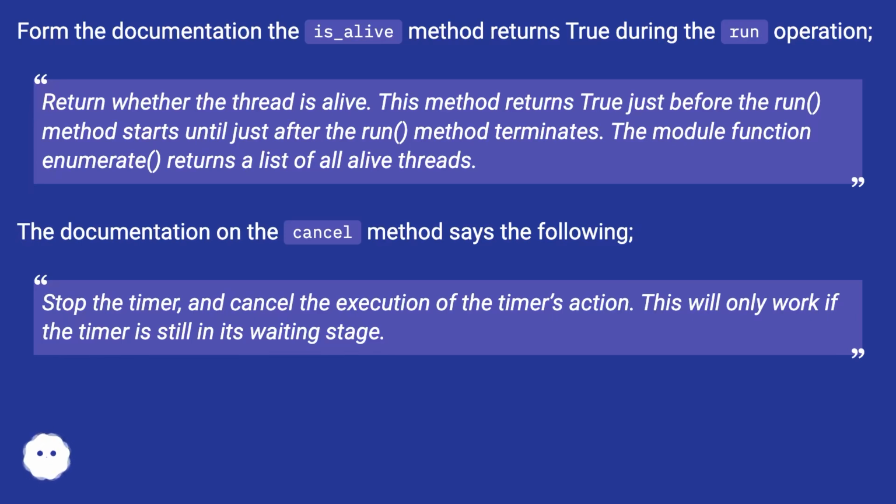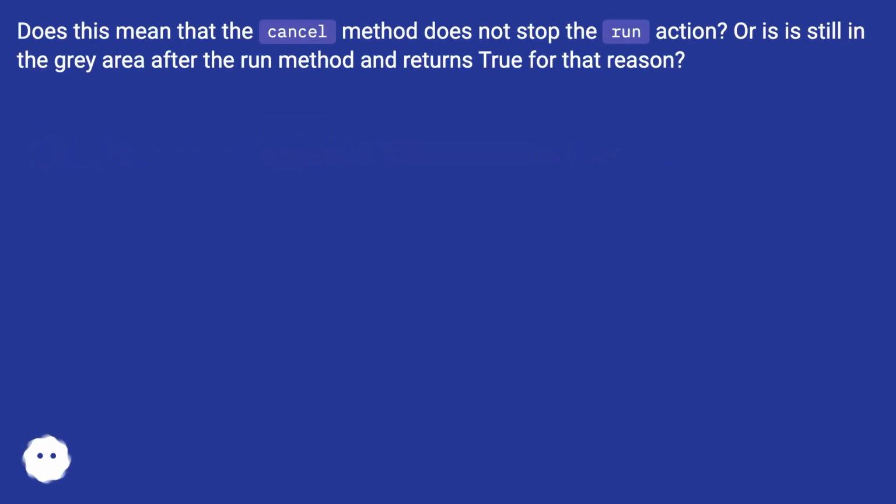The module function enumerate returns a list of all alive threads. The documentation on the cancel method says the following: stop the timer and cancel the execution of the timer's action. This will only work if the timer is still in its waiting stage. Does this mean that the cancel method does not stop the run action? Or is it still in the gray area after the run method and returns true for that reason?